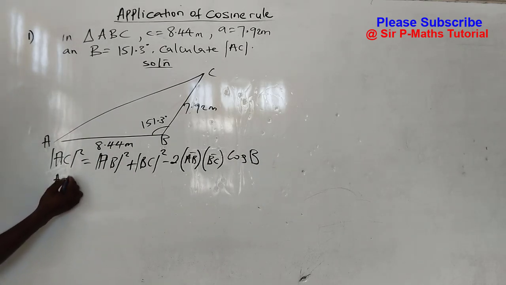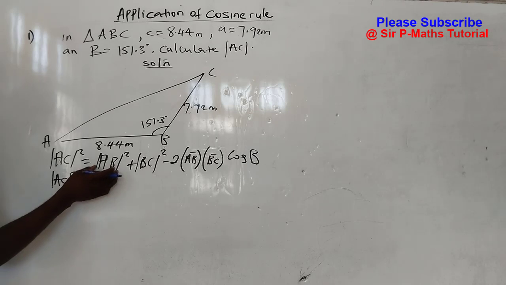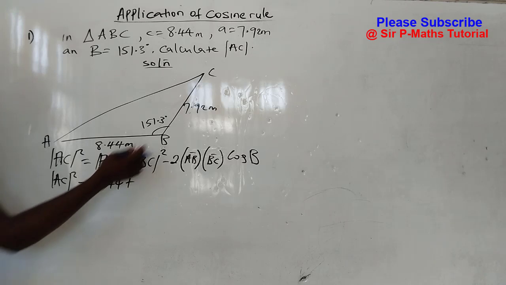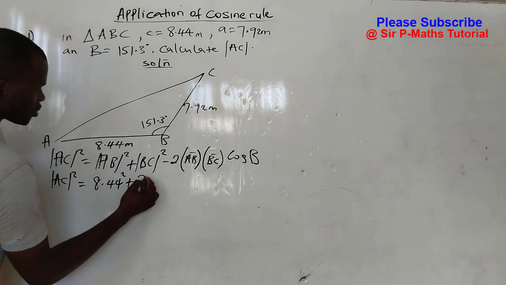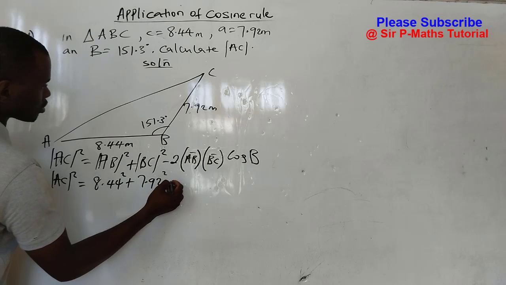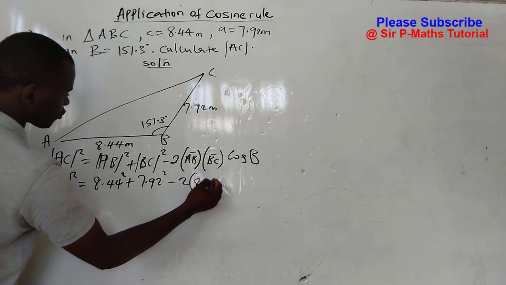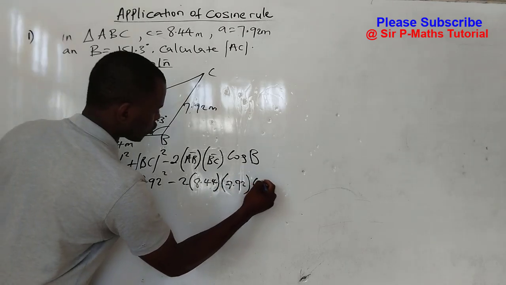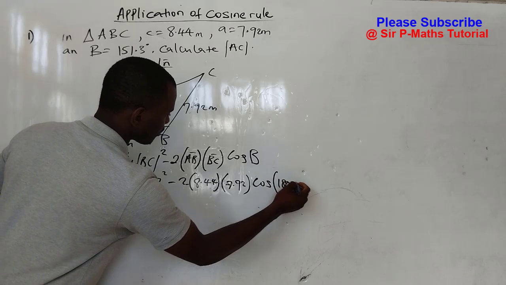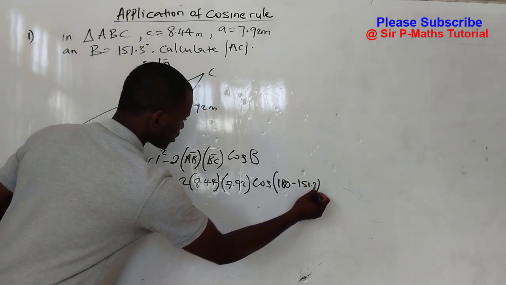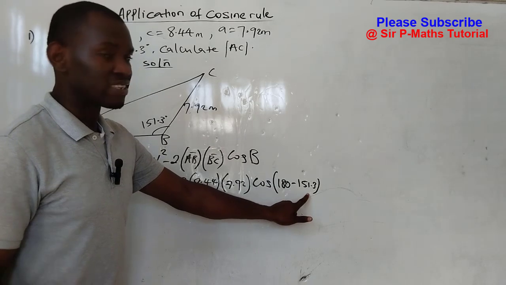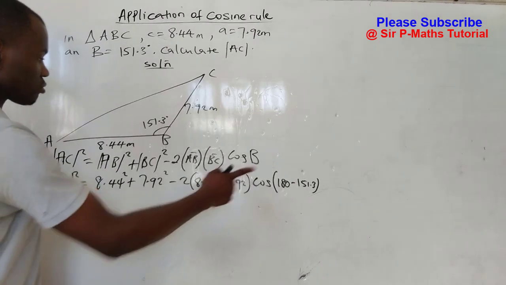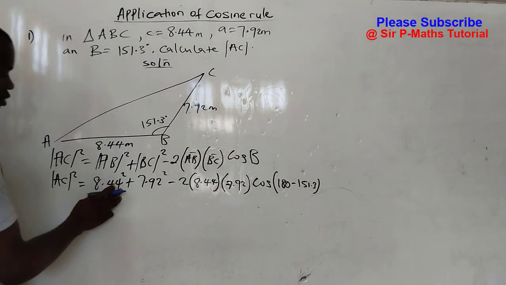Then we substitute. AC squared is equal to AB, which is this line, is 8.44 squared plus this line 7.92 squared minus 2 into 8.44 into 7.92 cos. I'll write 180 minus 151.3 because 151 is in the second quadrant, and whenever you have cos in the second quadrant, you subtract it from 180. Let us square here.